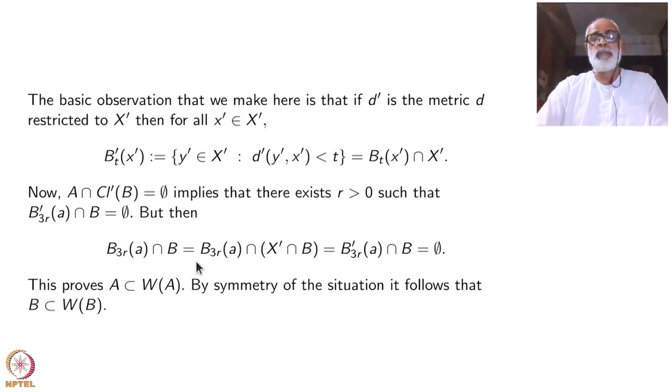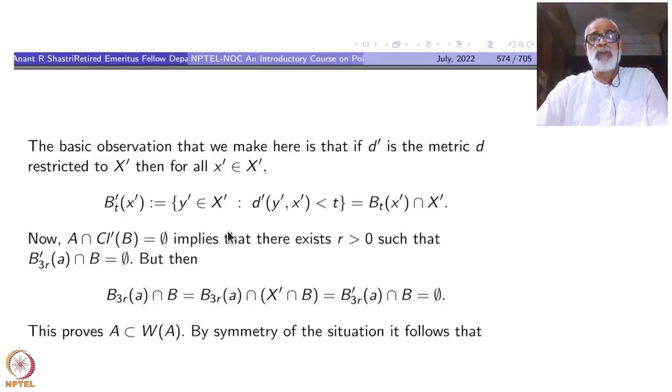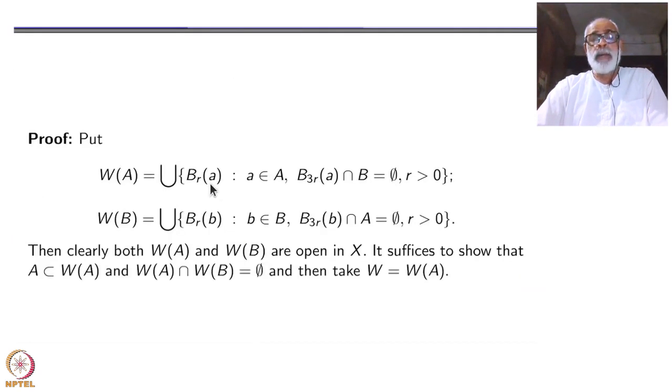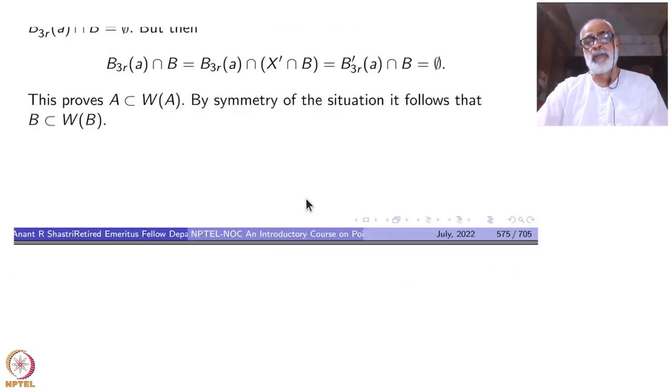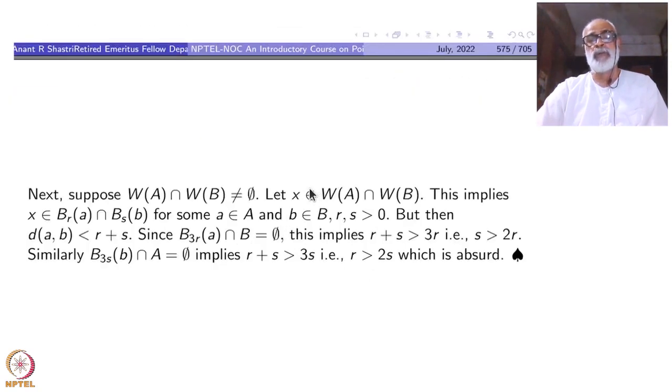The argument is similar because A and B have been interchanged in defining W_B. So, B is also contained inside W_B. Alright. Now, you have to prove that W_A intersection W_B is empty. That is why we are taking only balls of radius r, but the condition is on the ball of 3 times larger, B(3r), so that the triangle inequality will help you. That is all here. So, standard triangle inequality you have to show.